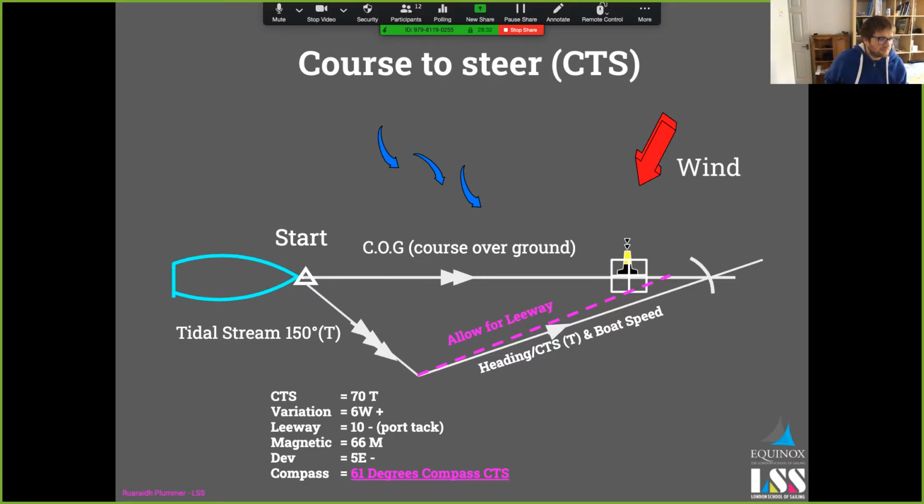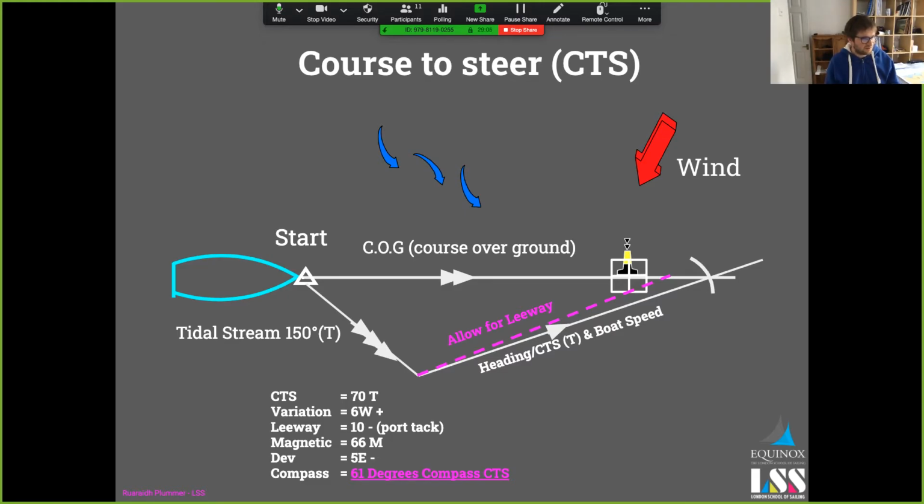Because I'm on a port tack, if we imagine we're sailing along this line, heading upwind, let's say on a close reach, I need to take that 10 degrees of leeway into consideration. I don't want the wind to blow me 10 degrees off course. I want to assume that I'm going to be blown off course, so I'm going to steer 10 degrees into the wind. I subtract 10 degrees on port tack, and that gives me 66 magnetic.